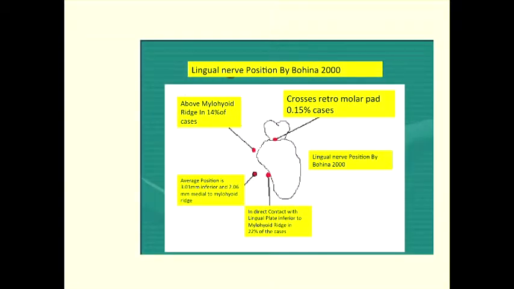Well, there is a study: 0.15 percent of cases are on the crest. See, thank God it's 0.15. Thank God. Okay? 22% is below the mylohyoid, which is great. 14% is above the mylohyoid, very high here. So you can see that the average position is 3 millimeters inferior and 2.6 millimeters medial to the mylohyoid. This is obviously the one, thank God, as I said, we don't encounter.